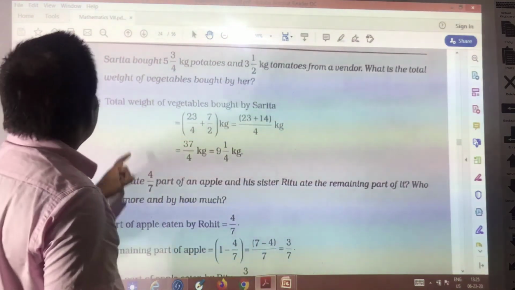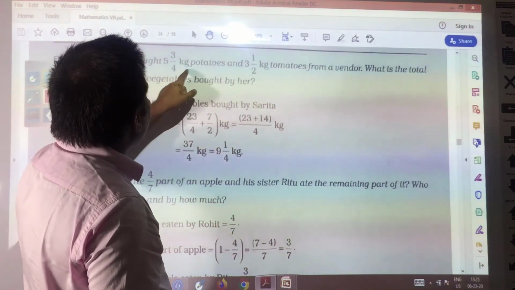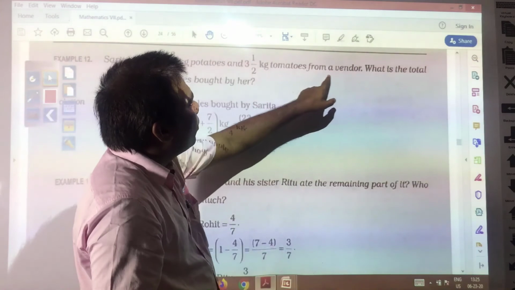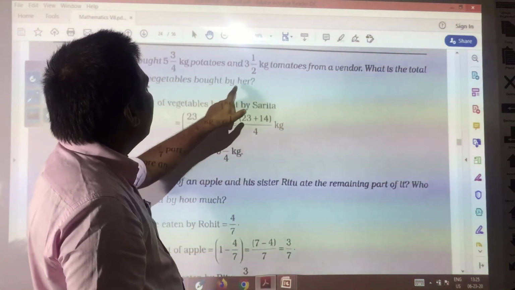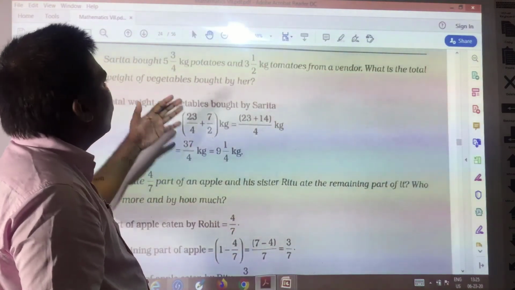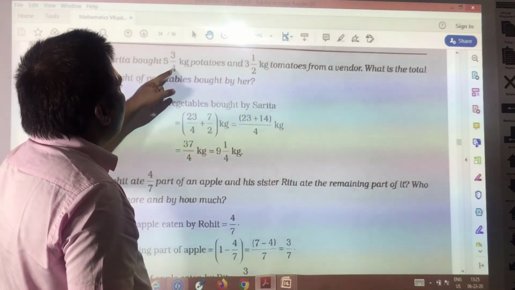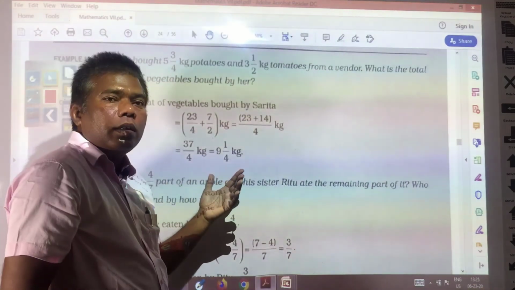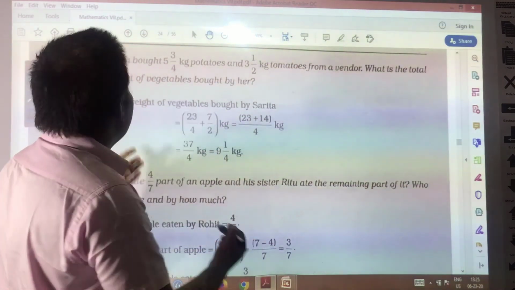Then you have: Sarita bought 5 whole 3 by 4 kg potatoes and 3 whole 1 by 2 kg tomatoes from a vendor. What is the total weight of vegetables bought by her? So, here you see, it is such an easy question. Two ways are there. Again I said that you convert this into improper fractions, and then do whatever addition or subtraction is required, or simply there is one more method.